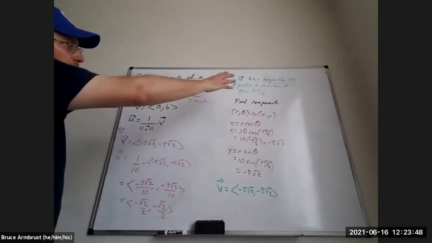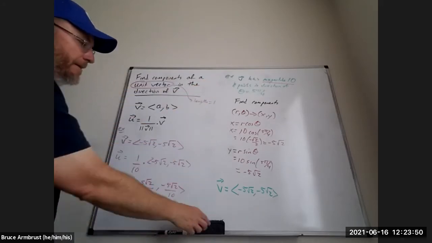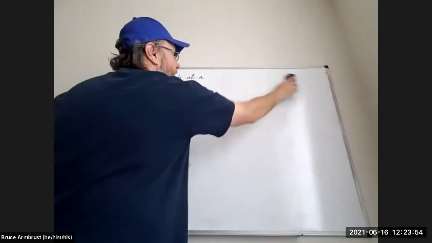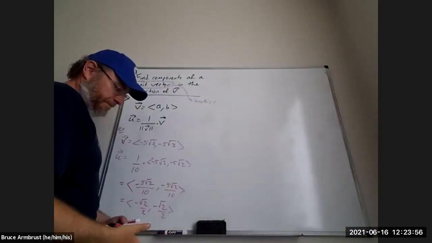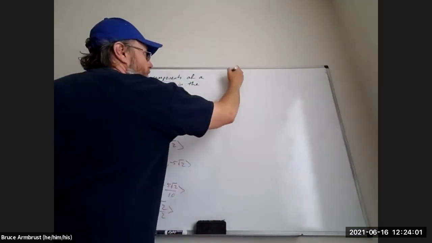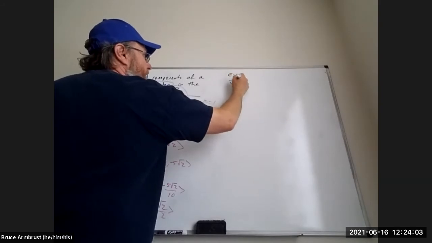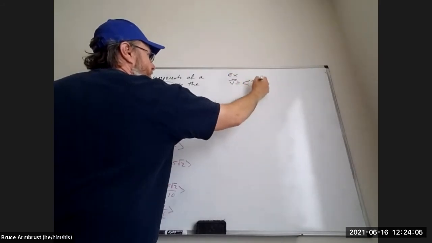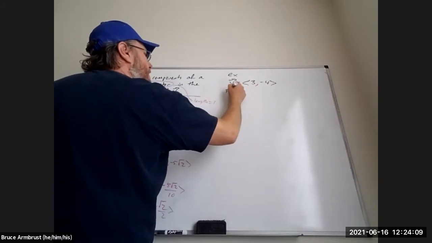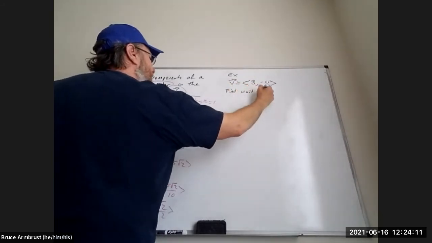All right, so if you're told the magnitude, yeah, just divide by that magnitude. If you're not told the magnitude, find it. Find it, and then do it. So here's another one. Let's say that v is 3, minus 4. Let's find the unit vector.